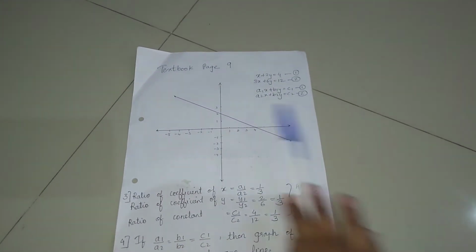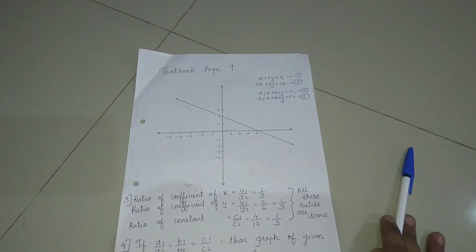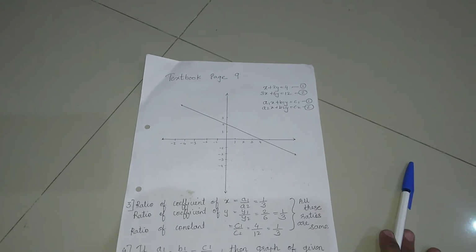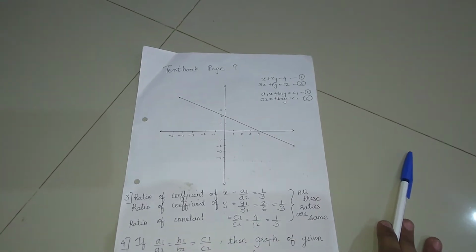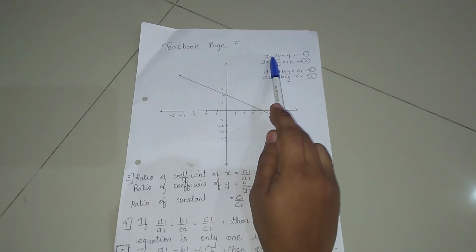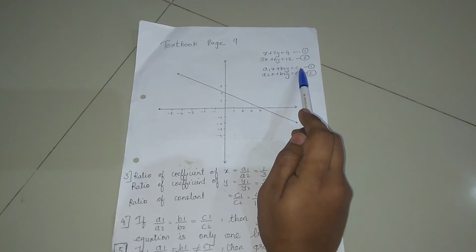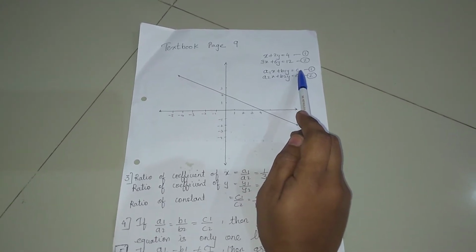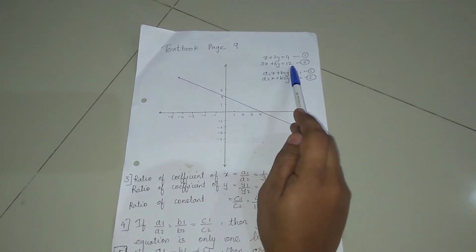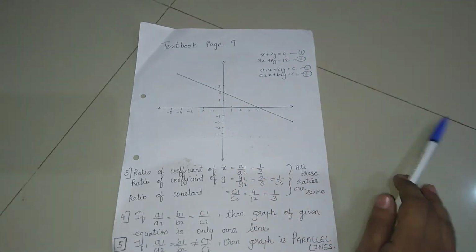I have not marked the points; I just drew a rough diagram. This type of graph is there in your textbook, page number 9. Now we have to compare equation 1 with a1x + b1y = c1, and equation 2 with a2x + b2y = c2.